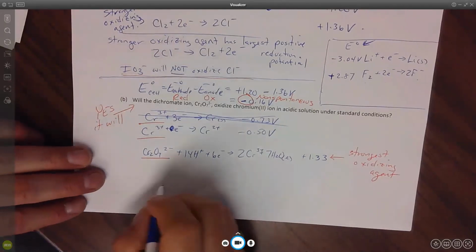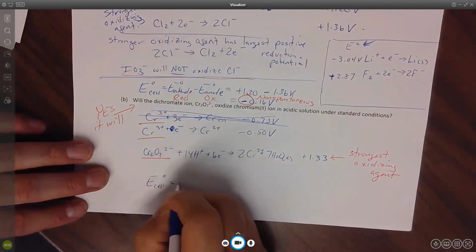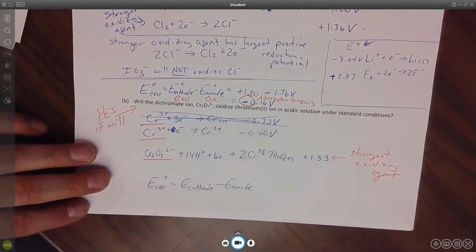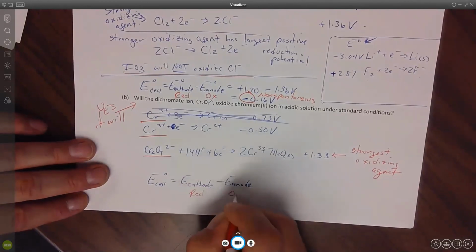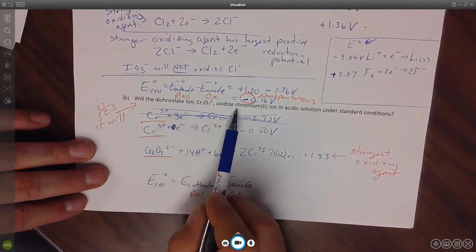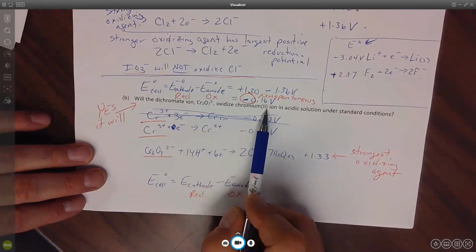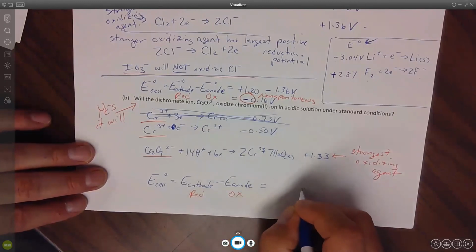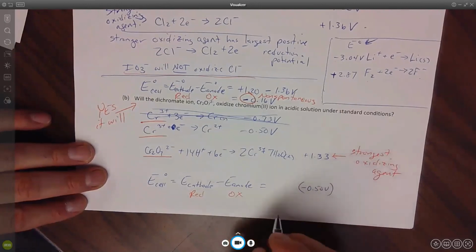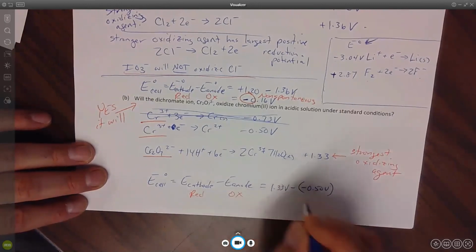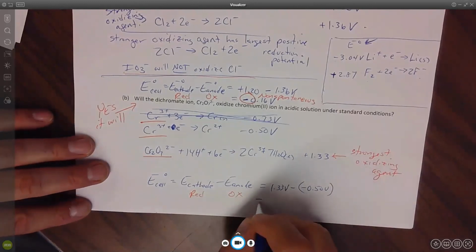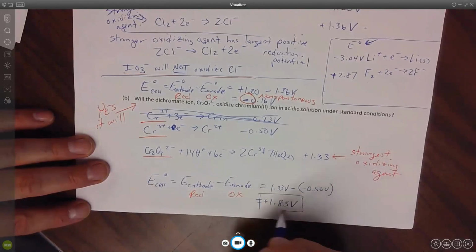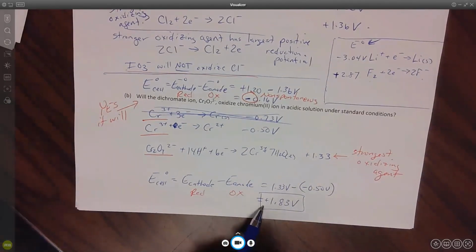And again, we could have done it similarly this way, right? We could have said E cell is equal to the cathode minus the anode. Again, we know that reduction occurs at the cathode and oxidation occurs at the anode. So it wants to know, will dichromate oxidize chromium-2? So oxidation occurs at the anode, so that means the chromium must have been that one. So that would have been the negative 0.5 volts. And then the other one had to be the 1.33 volts. We would subtract the two, okay? And that would give me a value then of 1.83 volts. So it is positive, therefore spontaneous. And so again, yes, it would have oxidized it.